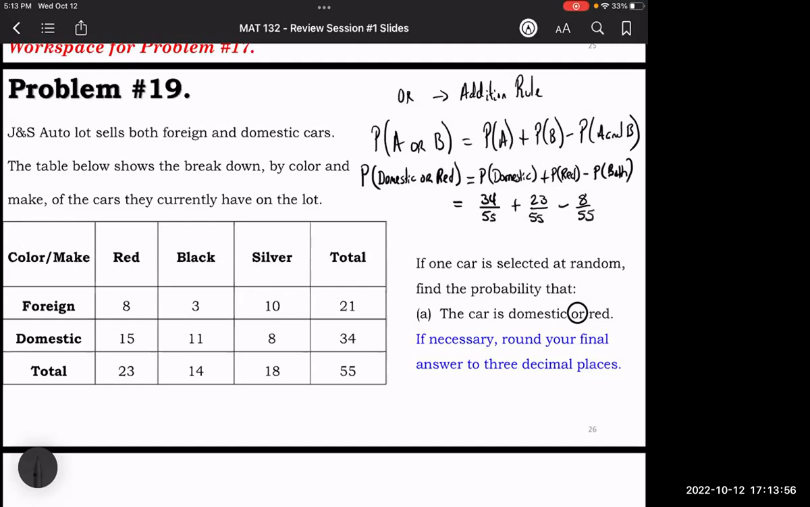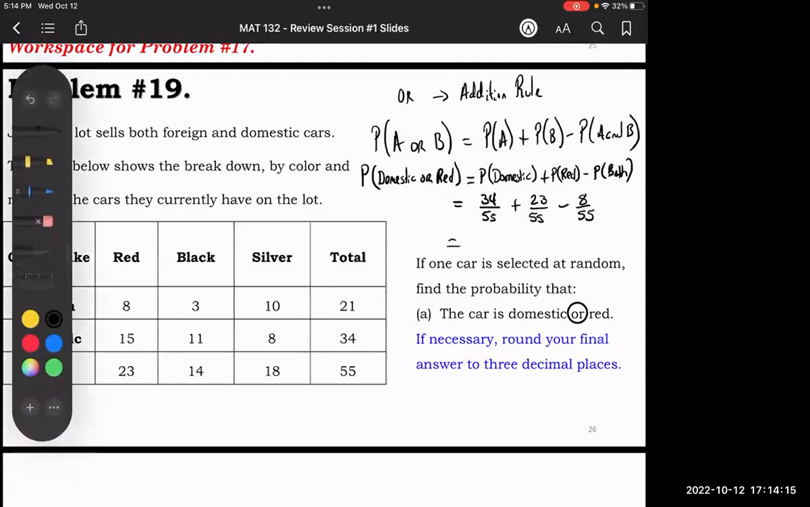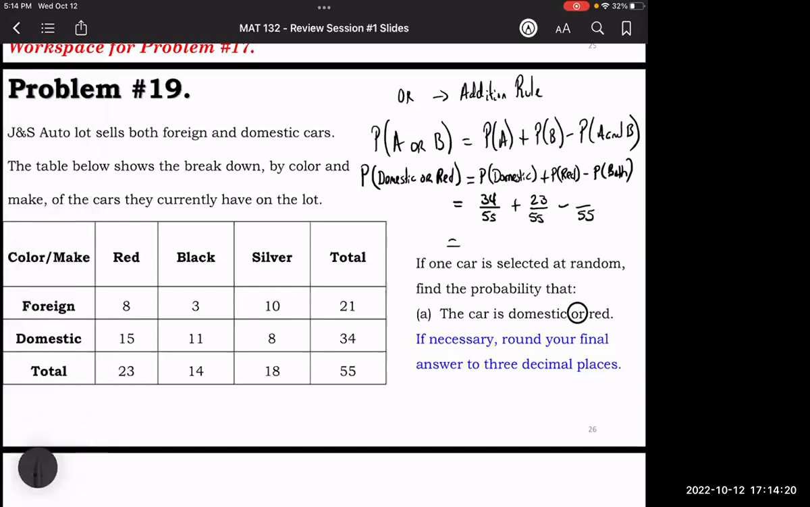Okay, now there's a cool thing about fractions. Look at your bottom number. The bottom numbers, your denominators, are all the same. So you just add or subtract the top. So you take 34 plus 23, then subtract 8. Oh, sorry, my bad. I subtracted the wrong number here. It shouldn't have been red and foreign. It should have been red and domestic. So the intersection is 15 out of 55. Okay, but yes, you take 34 plus 23 now and then subtract 15.